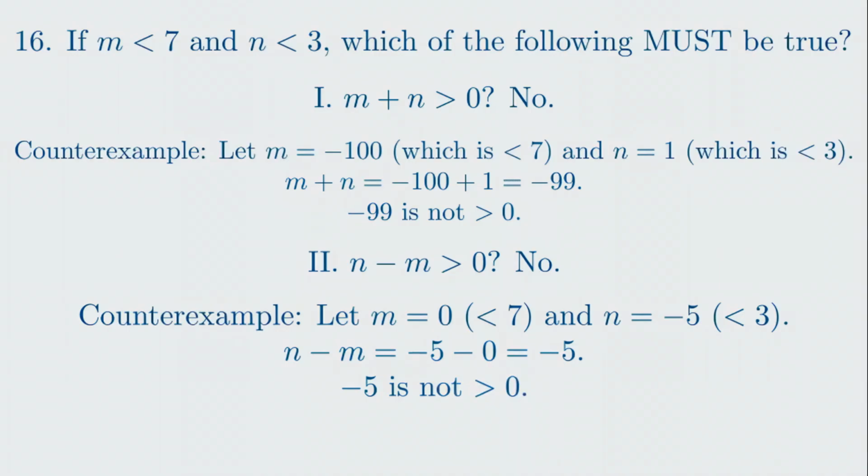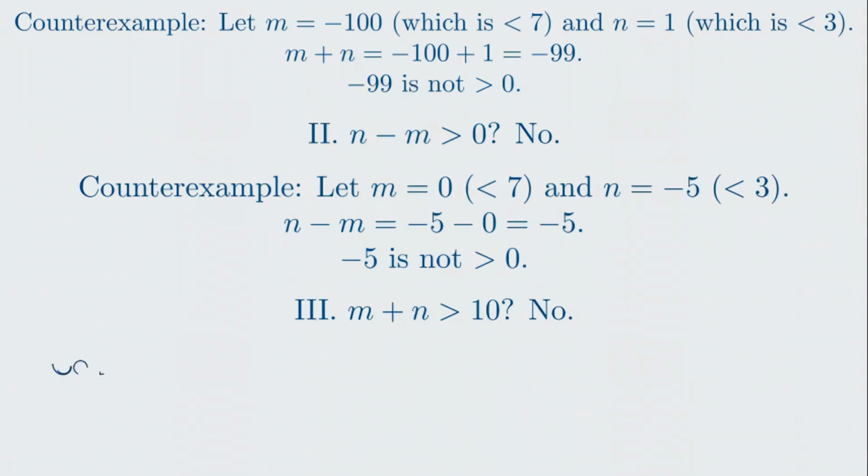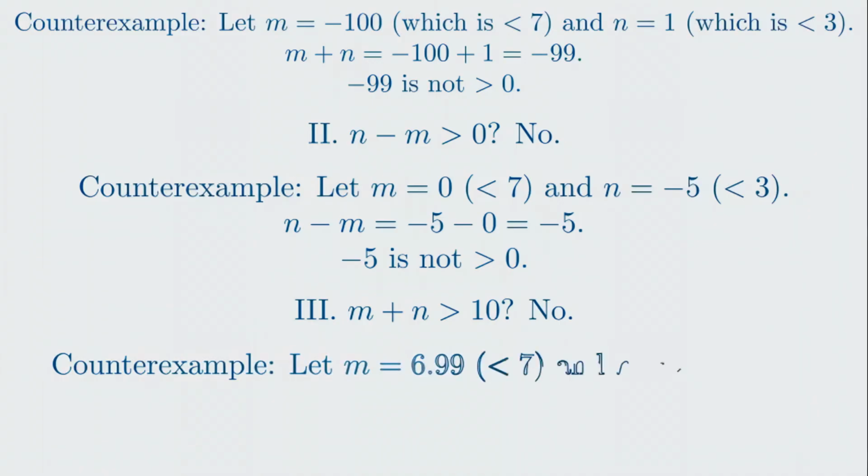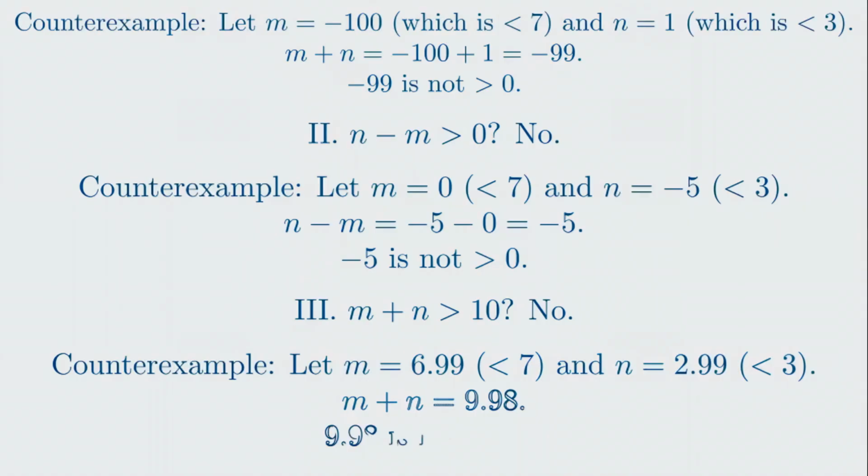Now let's look at the third inequality. m plus n is greater than 10. Let's try to find a counterexample. Could m plus n be 10 or less? For example, if m is close to 7, say 6.9, and n is close to 3, say 2.9, their sum is 9.8. This is less than 10. You could try m as 6 and n as 2. Their sum is 8, which is less than 10. Since m and n must be smaller than 7 and 3, their sum must always be smaller than 7 plus 3, which is 10. Therefore, m plus n is not greater than 10. It must be less than 10.